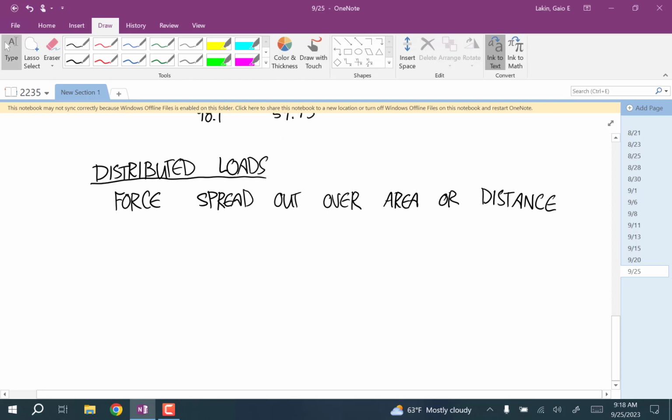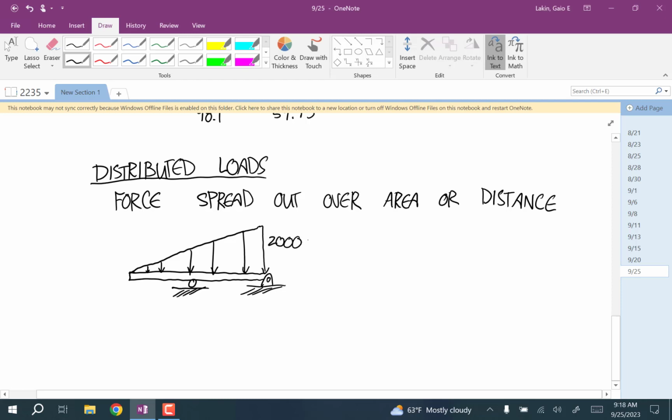And so we'll see them in stuff like this. If you have a beam, you could see a distributed load that would look like this. And at the greatest point of this distributed load, it has a value of 2,000 newtons per meter or something like that. Okay.